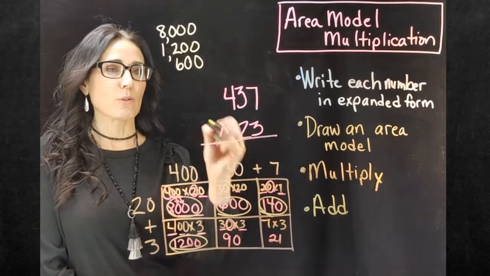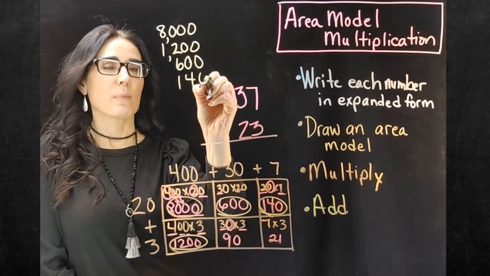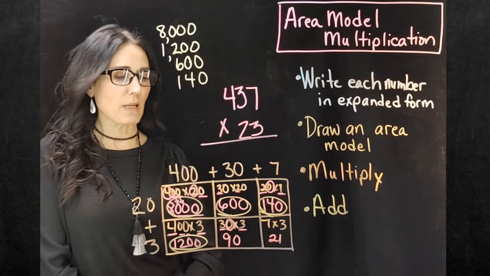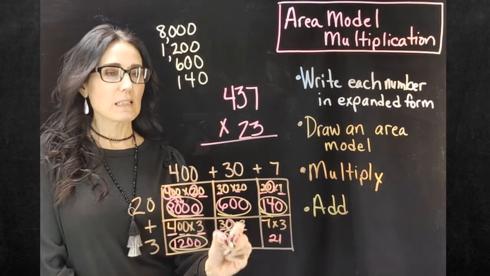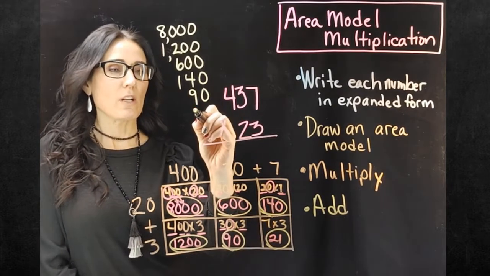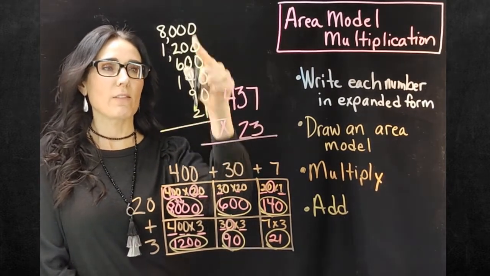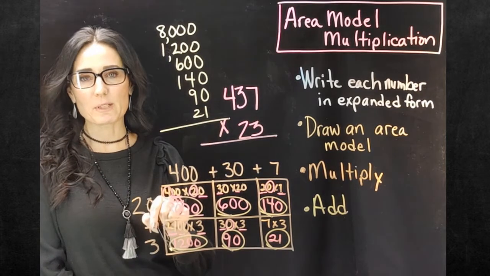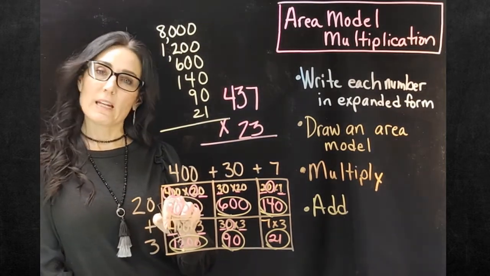Then I'll put my 140, making sure I line up my hundreds and my tens. Then I've got 90, which is going to come over here. And then I've got 21, always making sure that you have nice, even columns, okay? So let's go ahead and add these up.